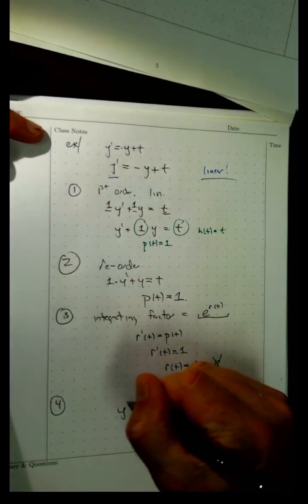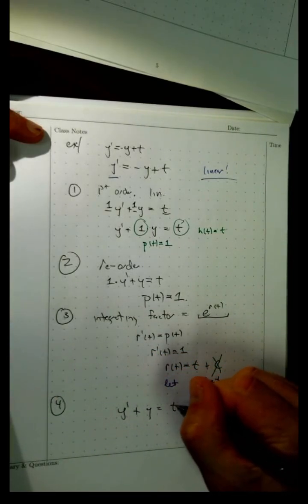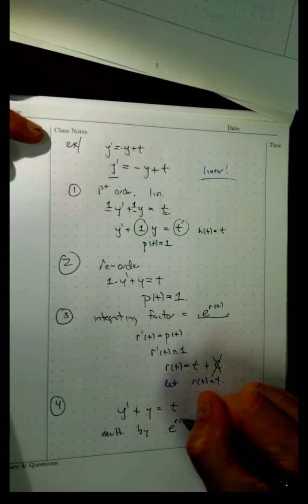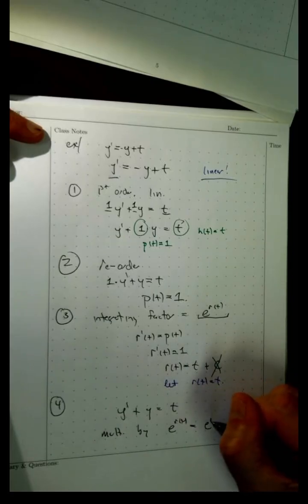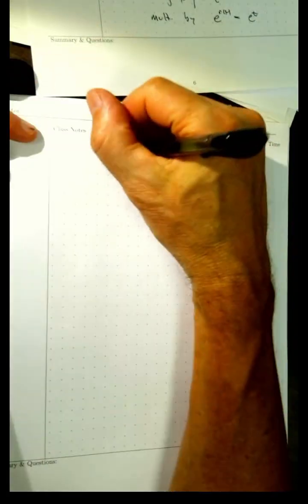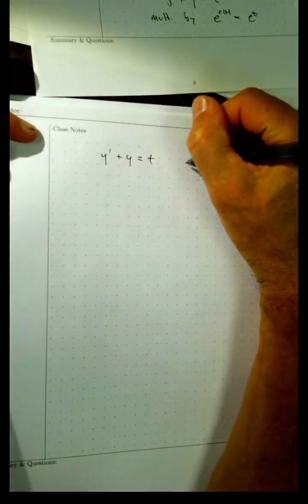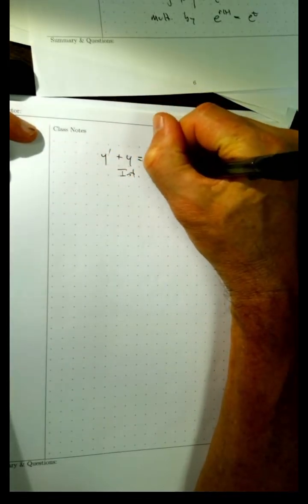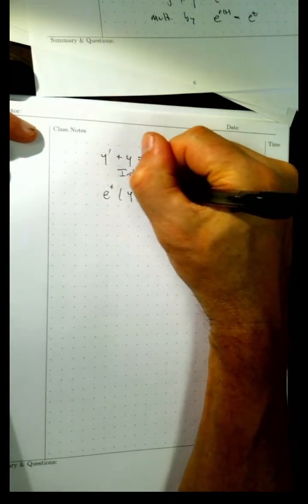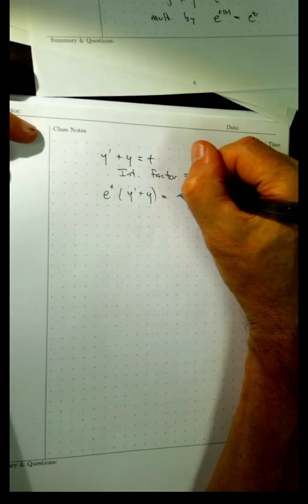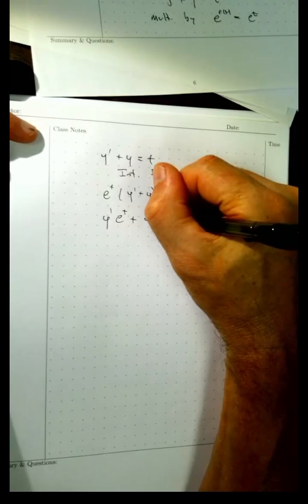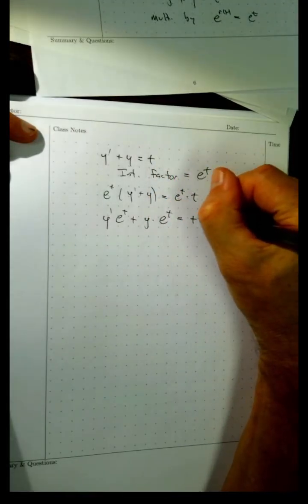So now I'm going to take my equation. I'm going to multiply everything by e to the r of t, which in this case is going to be e to the t. So what did I have? I had y prime plus y is t. My integrating factor is e to the t. So I multiply both sides by e to the t, and I have e to the t times y prime plus y times e to the t is t times e to the t.